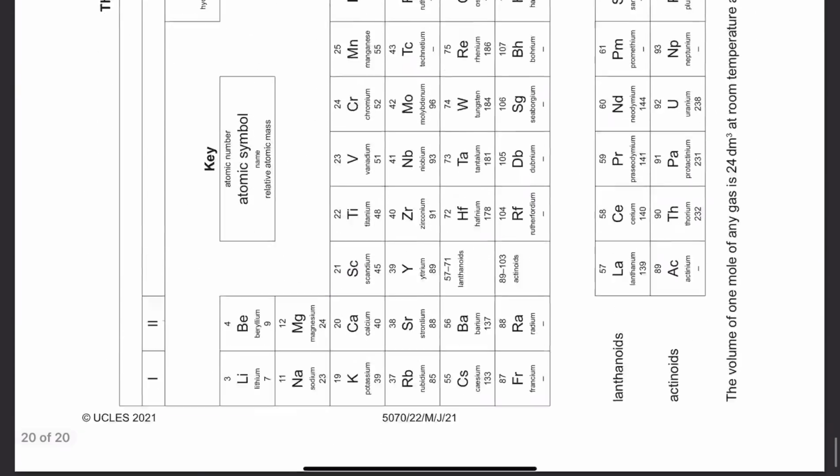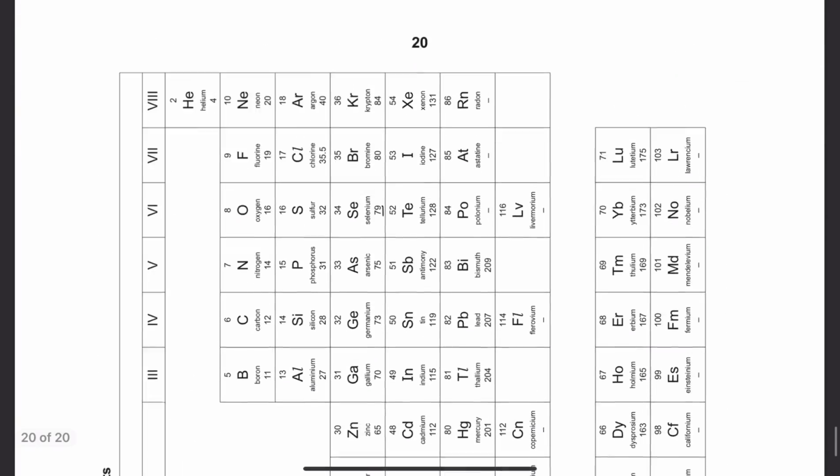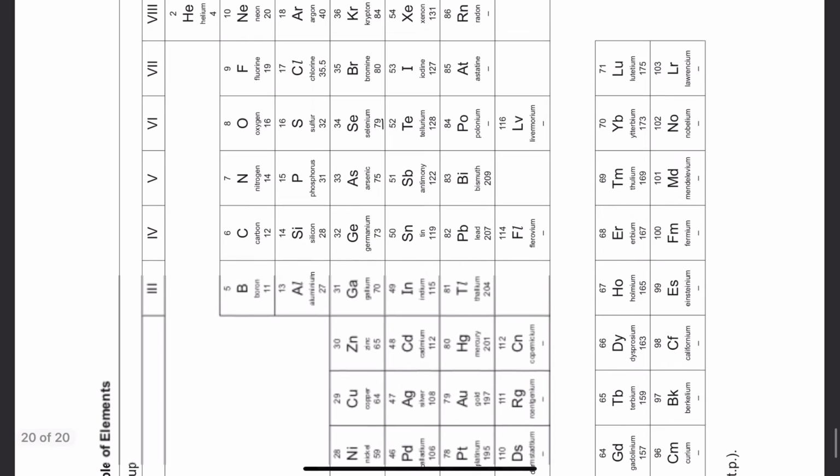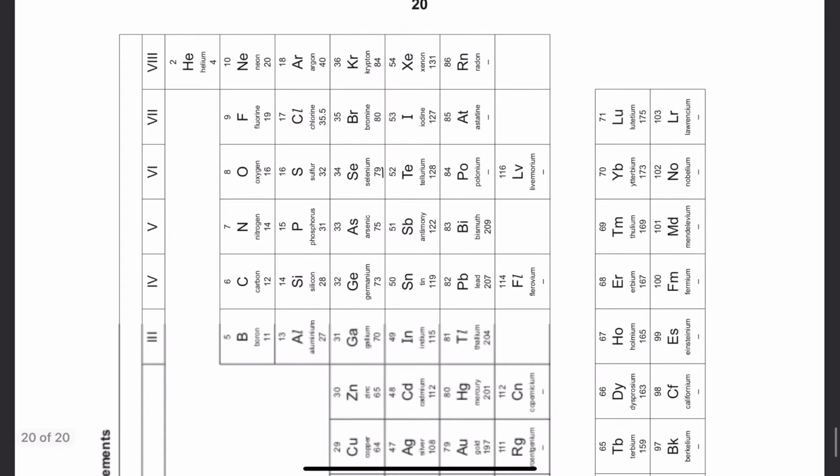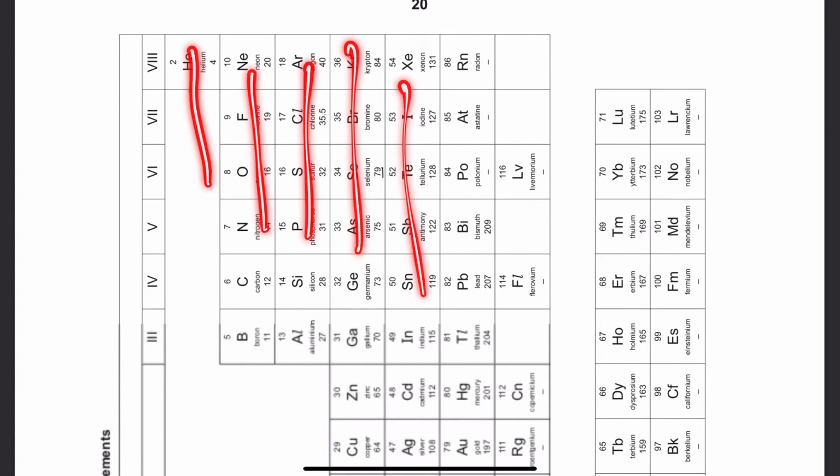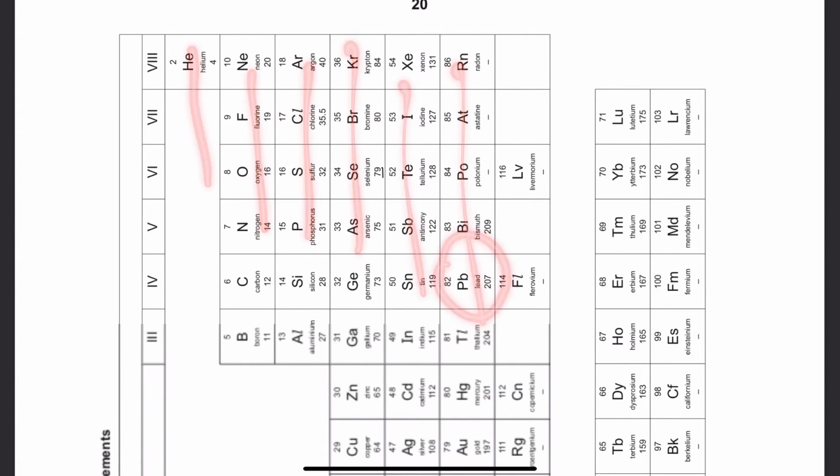शेल नंबर कैसे पता चलेगा, किस चीज़ से, पीरियड से. And so yeah, so lead is in which period? Lead is, I think, where is lead? If I look at it, lead is right here. So in which period is this? This is period 1, period 2, period 3, period 4, period 5, period 6. So this is in period 6, therefore 6 shells.